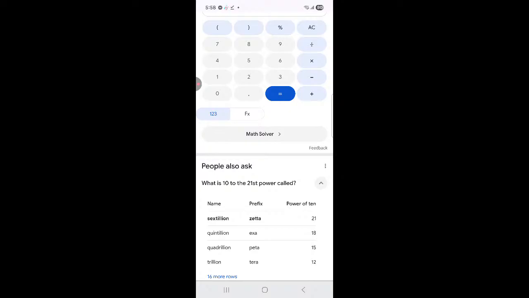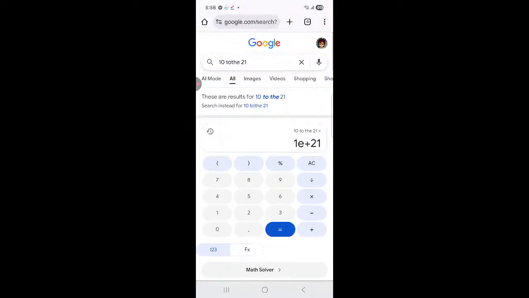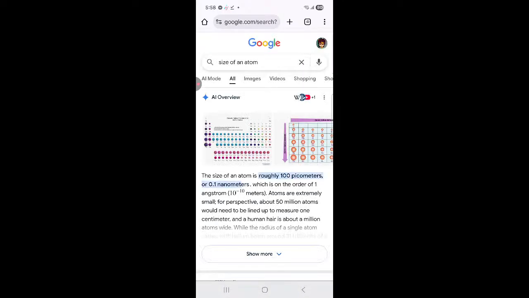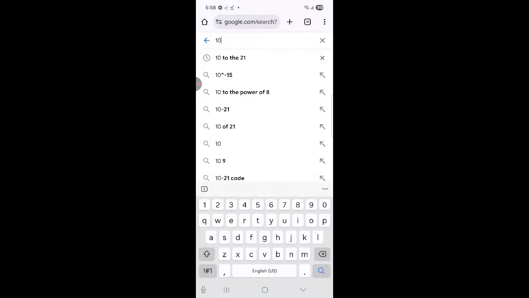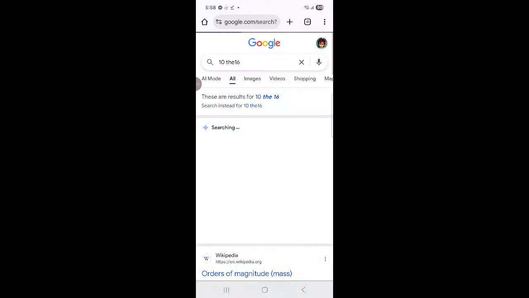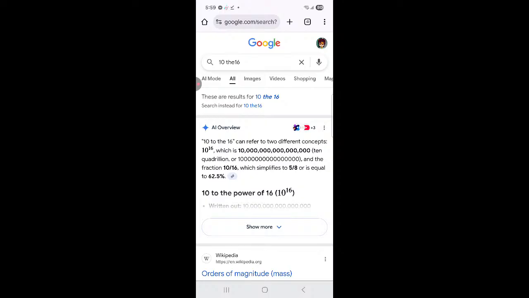Did I do something wrong? Size of atom. Okay, 10 to the 10th. That's where I went wrong. So it's 6 plus 10, so 16. So 10 to the 16th. Quadrillion. I was right. Quadrillion.